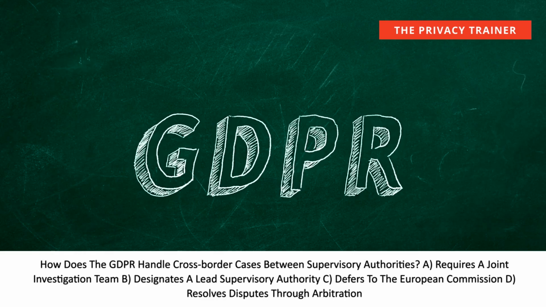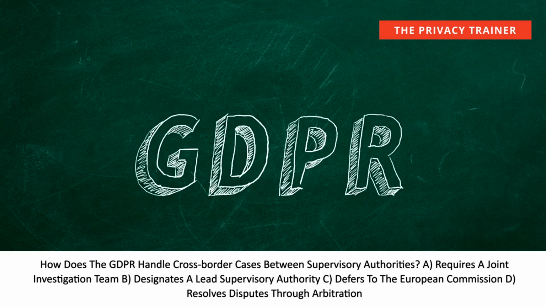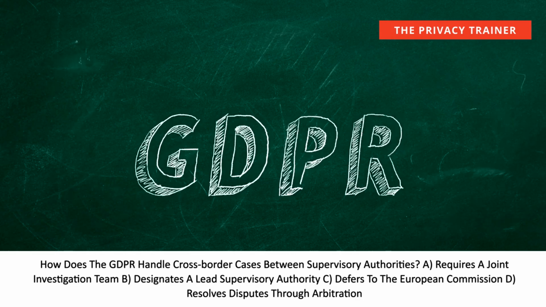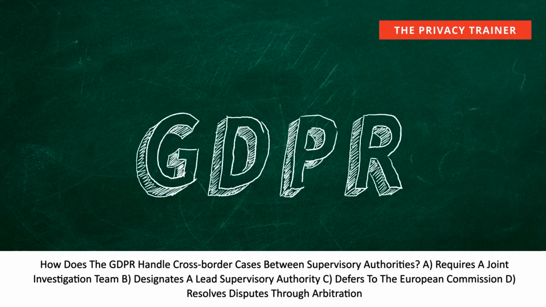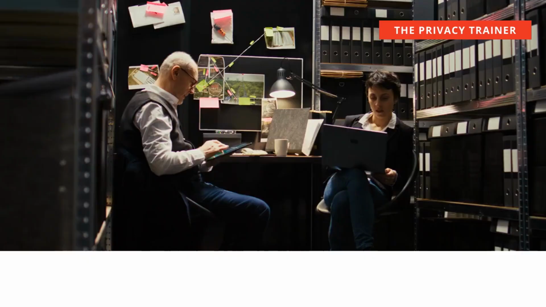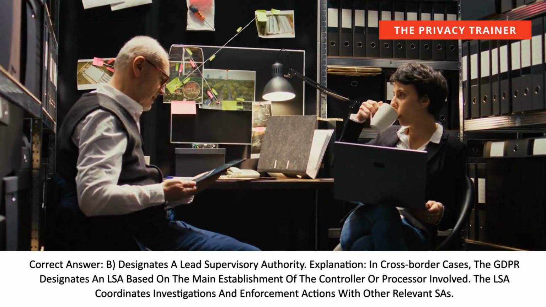How does the GDPR handle cross-border cases between supervisory authorities? A. Requires a joint investigation team. B. Designates a lead supervisory authority. C. Defers to the European Commission. D. Resolves disputes through arbitration. Correct answer: B. Designates a lead supervisory authority.